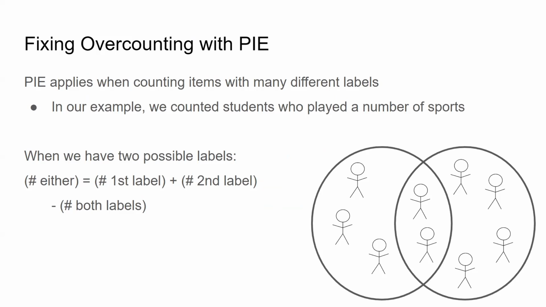The principle of inclusion-exclusion tells us exactly how much overcounting we will need to fix when we count items with many different labels. In our example, the items were students, and the labels were which sports the students played. When we have 2 possible labels, PIE states that the number of items with either label equals the number of items with the first label plus the number of items with the second label minus the number of items with both labels. In terms of our Venn diagram, that would be the number of items in the first circle plus the number of items in the second circle minus the number of items in both circles. Again, 5 plus 6 minus 2 equals 9.